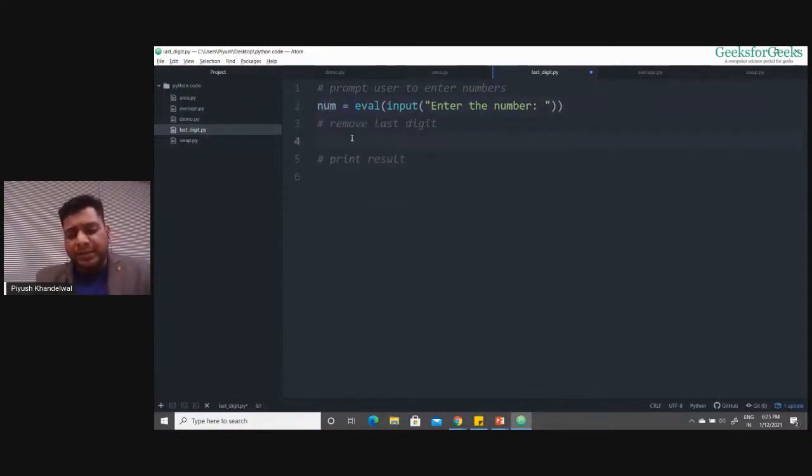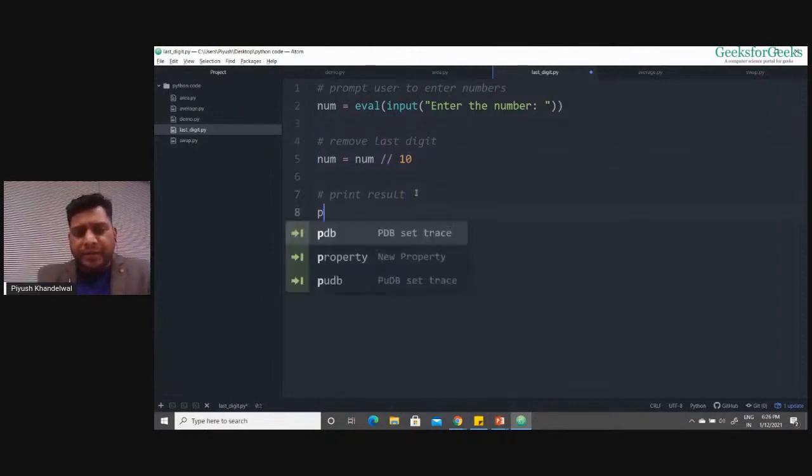Now we need to remove the last digit. How can we remove it? We have seen it is num double slash, integer division by 10. Integer division by 10 will remove the last digit and give me the new number. I have to update my original number, so I write num equals num integer division 10. So the result will be stored back in my num variable only, and my num variable will be updated.